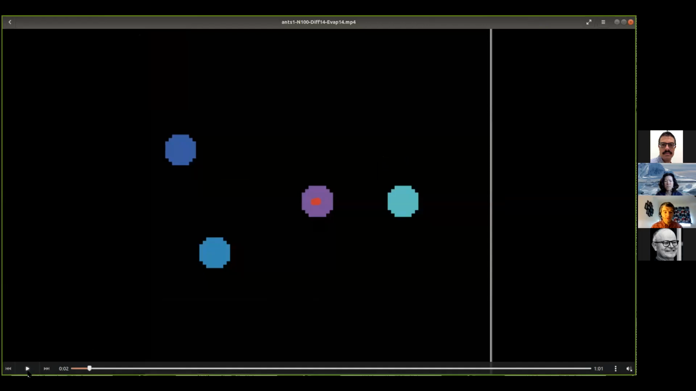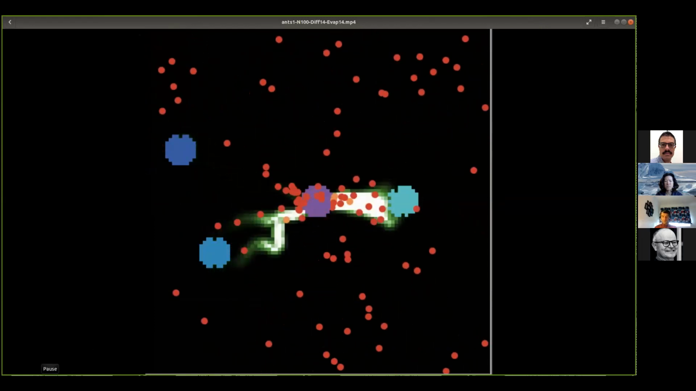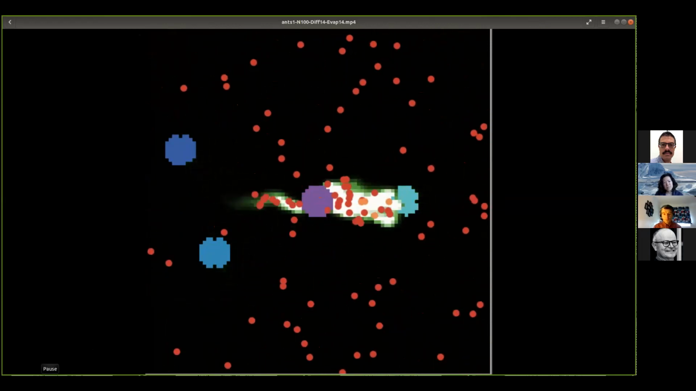Okay, so the ants start from the nest in the center, they roam freely, and then they find the first food source. Actually, they found two of them. I put them too close. You see a first trail that forms on the right.